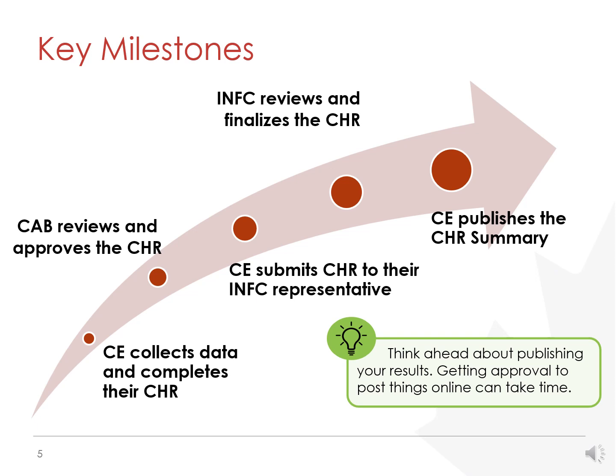While there are some nuances to the steps that communities need to take, in general, there are 5 key milestones to the CHR process. First, CEs collect data and complete their CHR. Then, CABs review and approve the CHR by signing off on it. The CE submits their CHR to their Infrastructure Canada representative. Once submitted, each CHR is reviewed by Infrastructure Canada for completeness, clarity, and alignment with other sources of information.